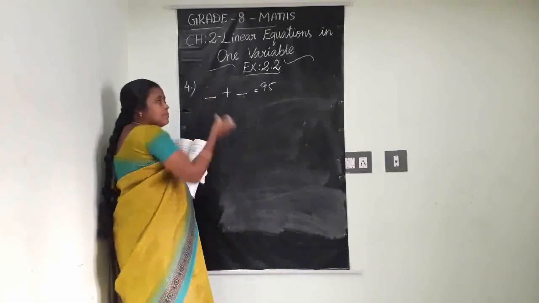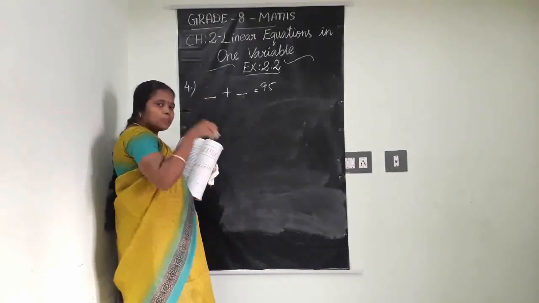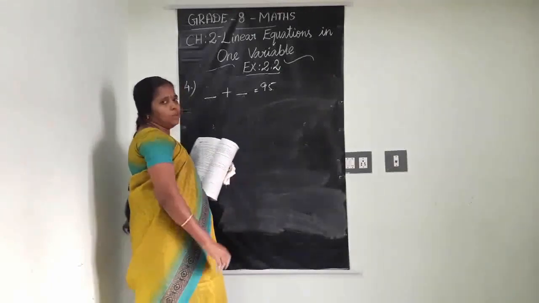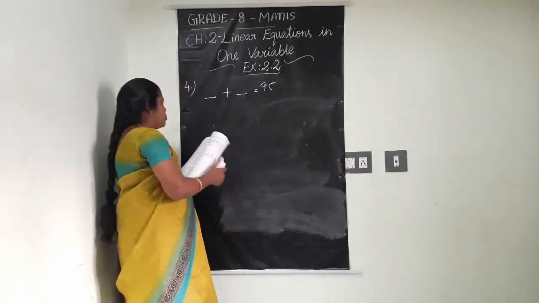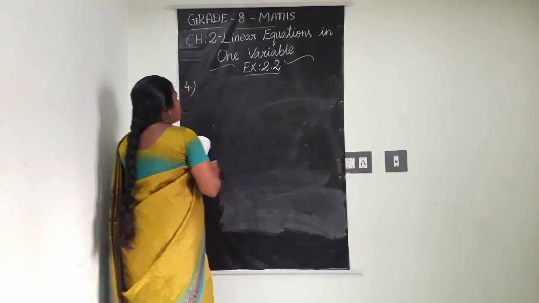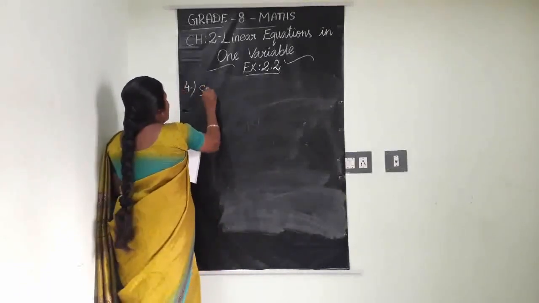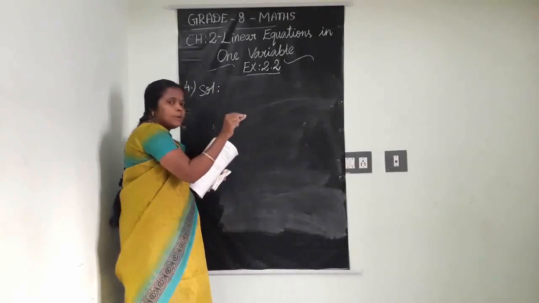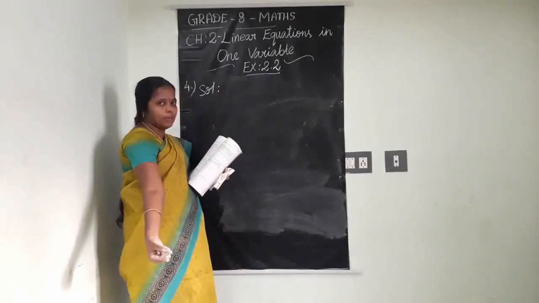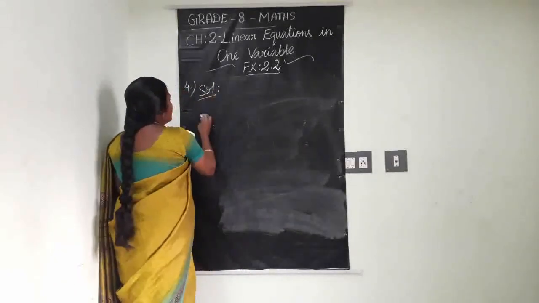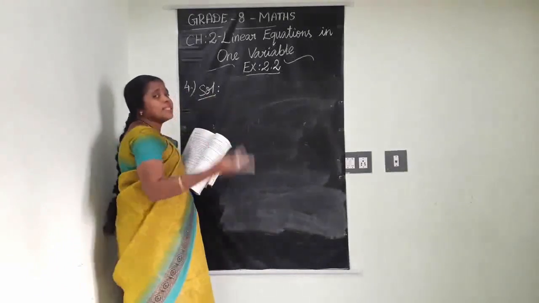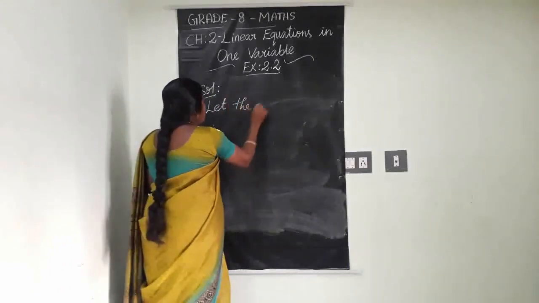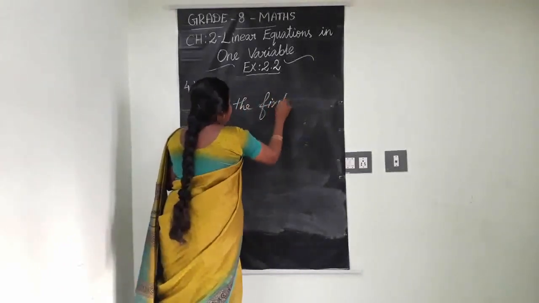We don't know the first number itself, so that is missing, that is unknown. So here it is considered as a variable. Clear, children? In which way am I going to take it? Let the first number be x, because based on the first number only we are going to find out the second number. So we are assuming the first number as x.